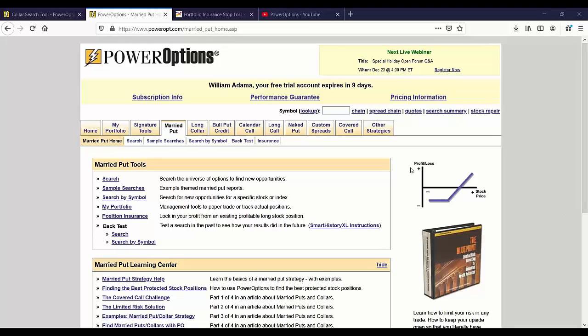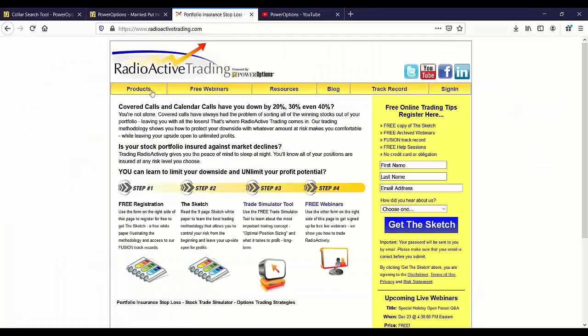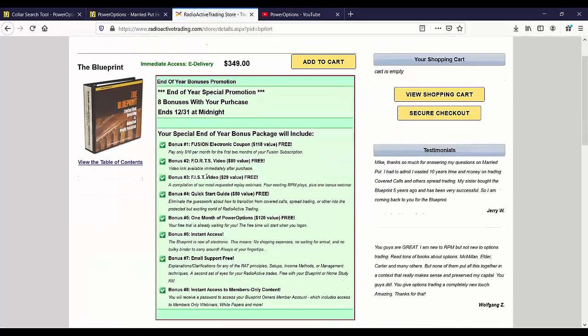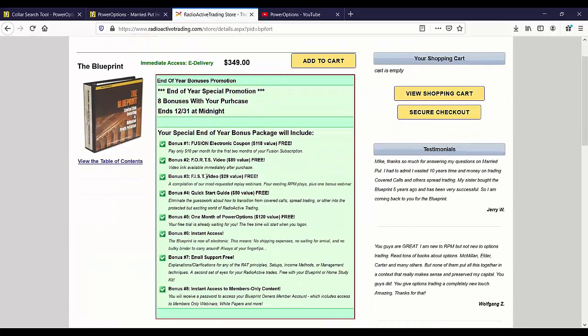And what he means by the blueprint, of course, the blueprint is the full work there that describes the proper married put structure and the 12 different income methods that are used in different market conditions, whether the stock moves up after opening that initial married put or the stock moves down, or if the stock stagnates. That's why there's 12 income methods. They work in different markets.